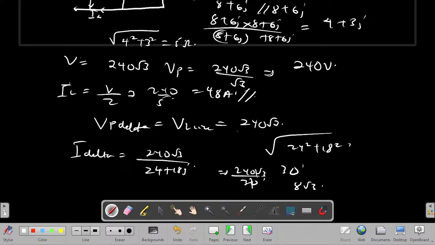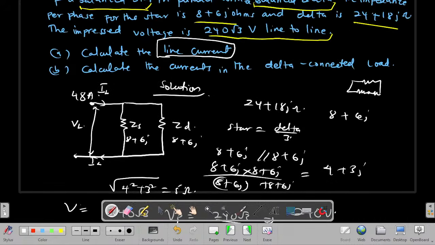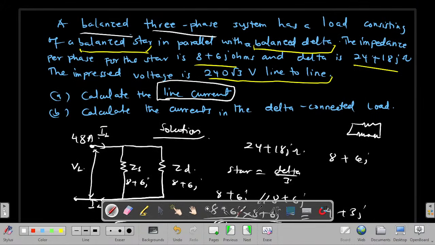That is 13.856. 13.856 amperes. And that is how we solve a simple three-phase balanced system, which has two different loads in parallel.